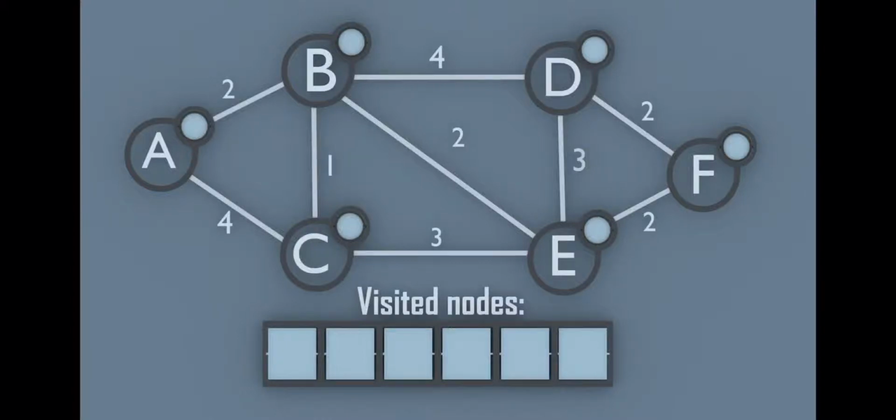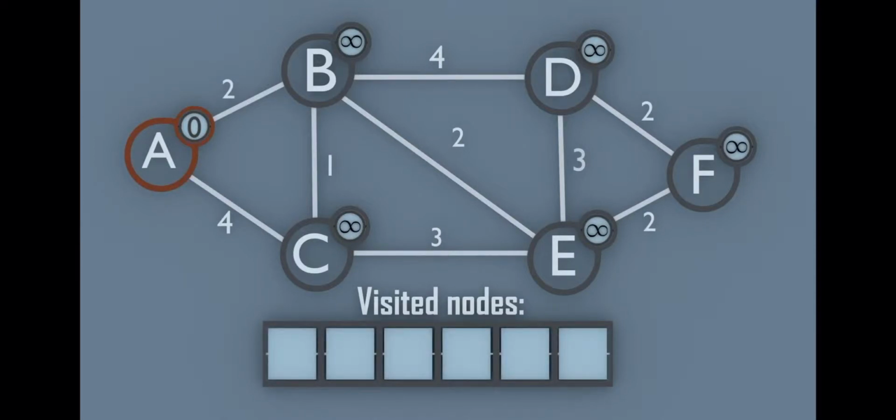Let's look at the algorithm through a simple example of a network of 6 nodes from node A to node F. We begin by setting the starting node's weight to 0 and every other node's weight to infinity. We also keep track of the already visited nodes.